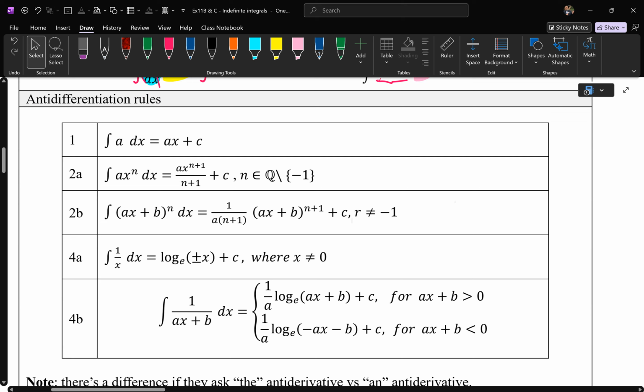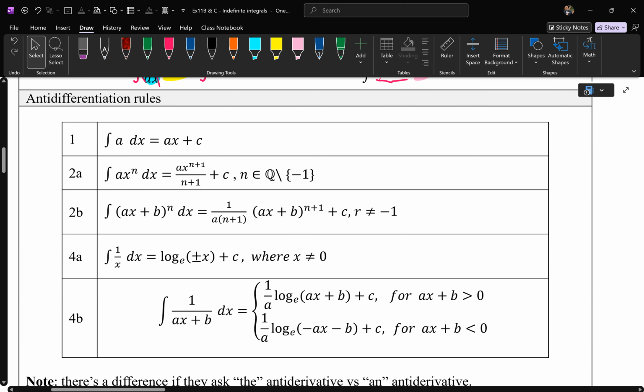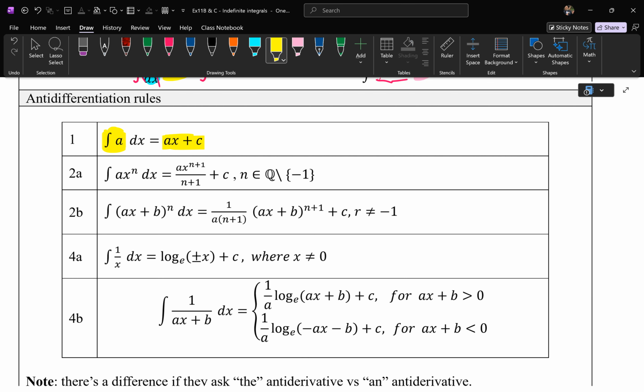Here we go. These are your 4 key rules. To antiderive a constant becomes a x plus C. But out of them all, the ones that I think students should know from last year, you should already know this one, 2A. And to antiderive x to the power of n is actually just the reverse of the power rule.